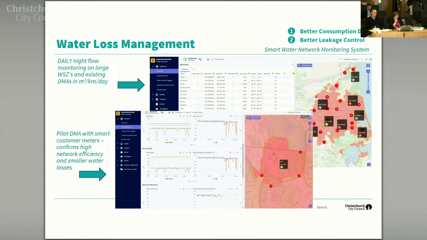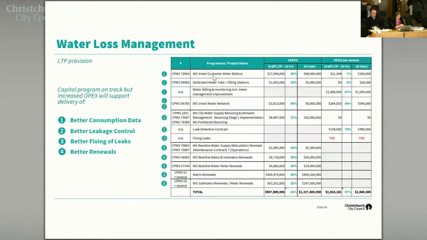This is demonstrated by the pilot DMA that we have in Rafferty, the North Rafferty area, where we've rolled out 1,000 smart water customer meters, and where the daily data shows us that the network efficiency is higher than 90%. So very, very few water losses in that area, and the water balance is managed on a daily basis. So this table demonstrates how the LTP currently supports our water loss management efforts, both in terms of capital provision and OPEX.